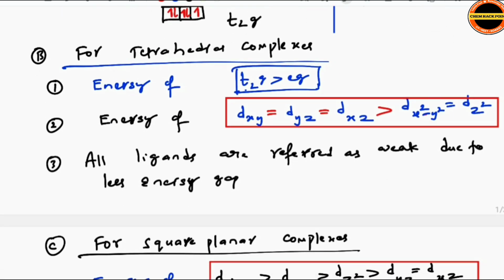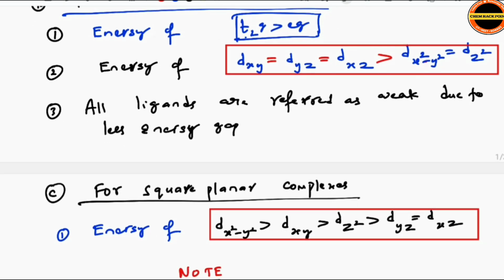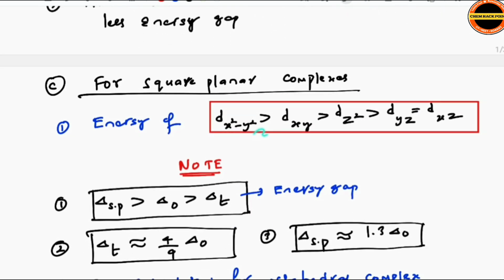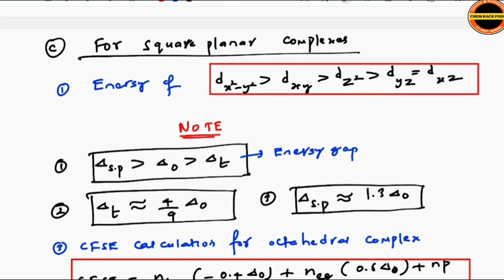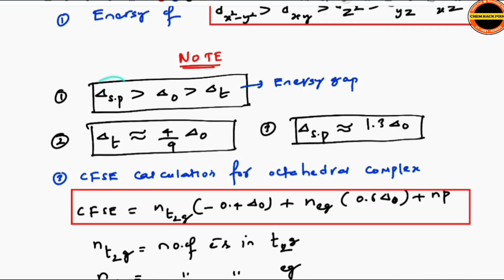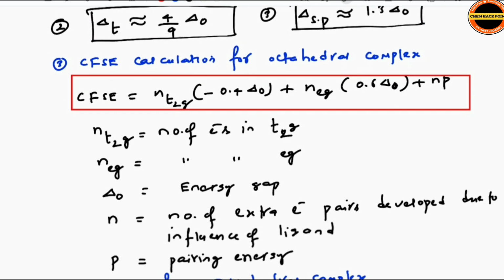For tetrahedral complexes, t2g energy is more than eg. So energy sequence like this. All ligands are referred as weak due to less energy gap for tetrahedral complexes. Square planar complex: dx²-y², xy, dz², dyz, dxz. Energy sequence, remember, is important. Energy gap in square planar is highest, then octahedral, then tetrahedral. If we compare tetrahedral and octahedral, given relation, square planar is 1.3 times of delta O.